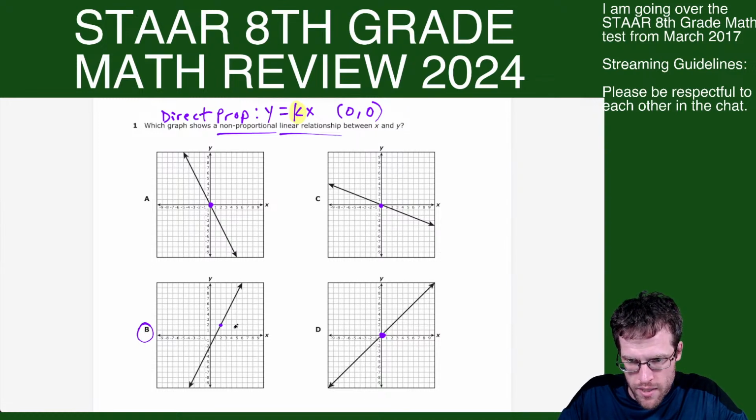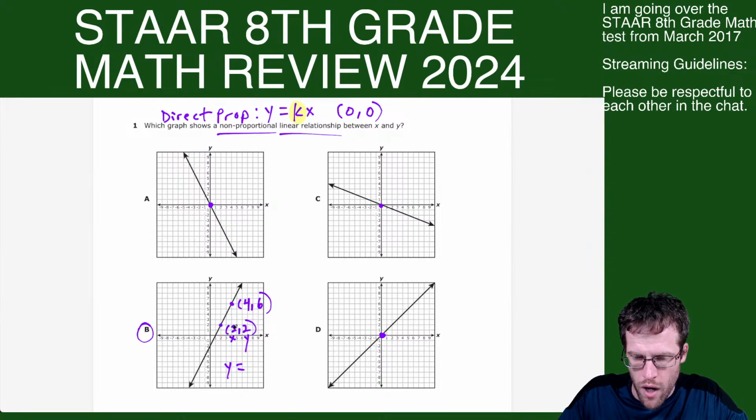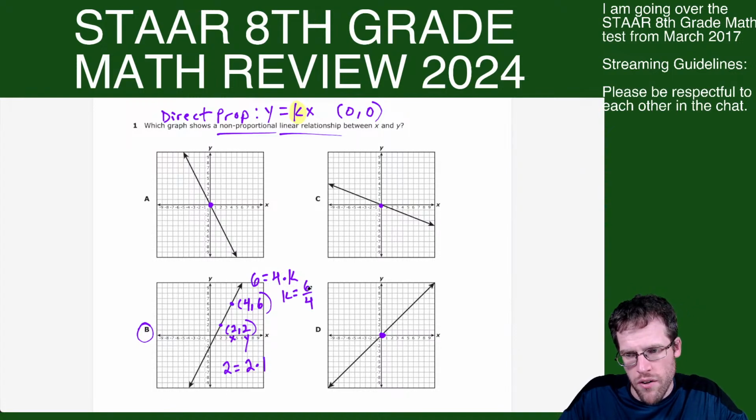For example, if I look at this point here, (2, 2), and then at this point, (4, 6), with this as my x and this as my y, then y would be equal to 2 times x, so y equals 2 times the value of x here. Let me clean this up a bit and write in the actual numbers. y = 2 is equal to x = 2 times 1, but then my y value 6 is equal to 4 times something, and if I solve for this k value, I get a k value of 6 over 4. Here I get a k value of 1, and here I get a k value of 6 over 4.